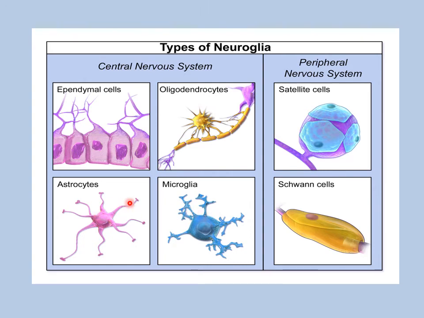The astrocytes you can see here with the central body and numerous processes with their foot ends, and they withdraw nutrition from the blood vessels and distribute it to the neuroglial cells and the neurons in the central nervous system.